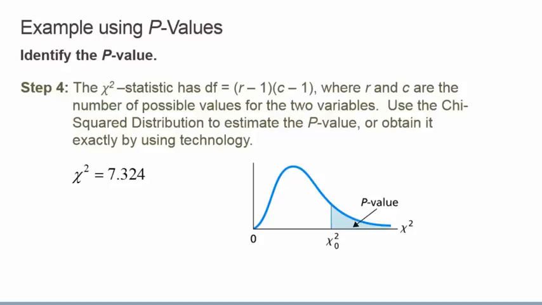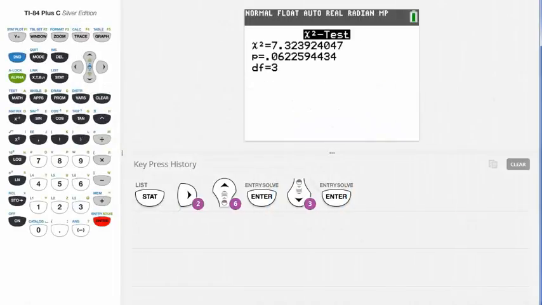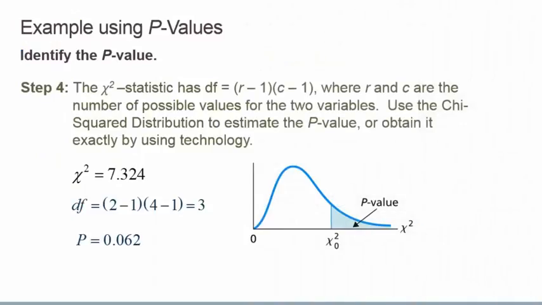First, I have to find my degrees of freedom. I have 2 rows and 4 columns. 2 minus 1 times 4 minus 1. 2 minus 1 is 1. 4 minus 1 is 3. 1 times 3 is 3. So going back to our calculator, my p-value is 0.062259. I want to round that to 3 decimal places. P equals 0.062.